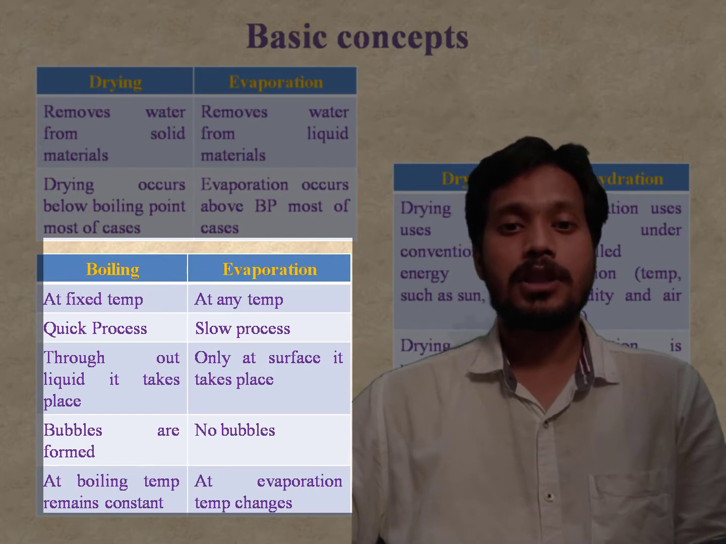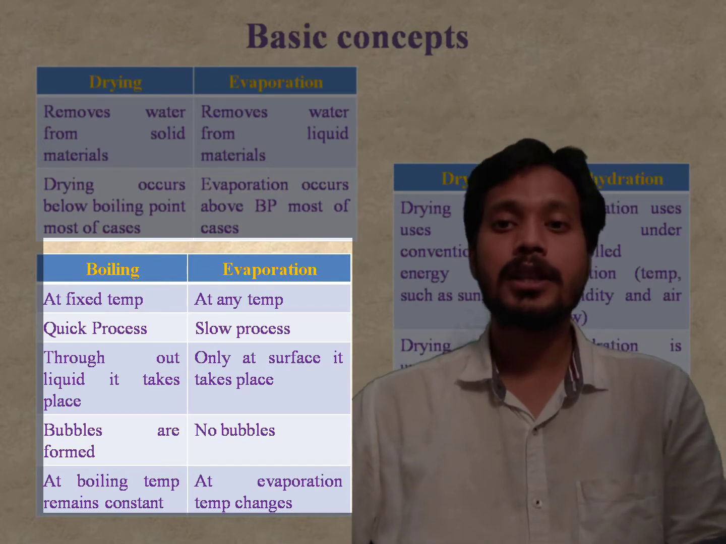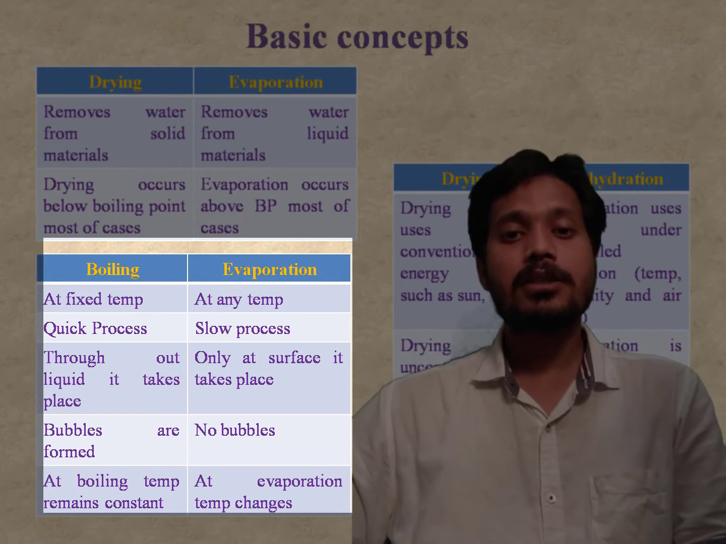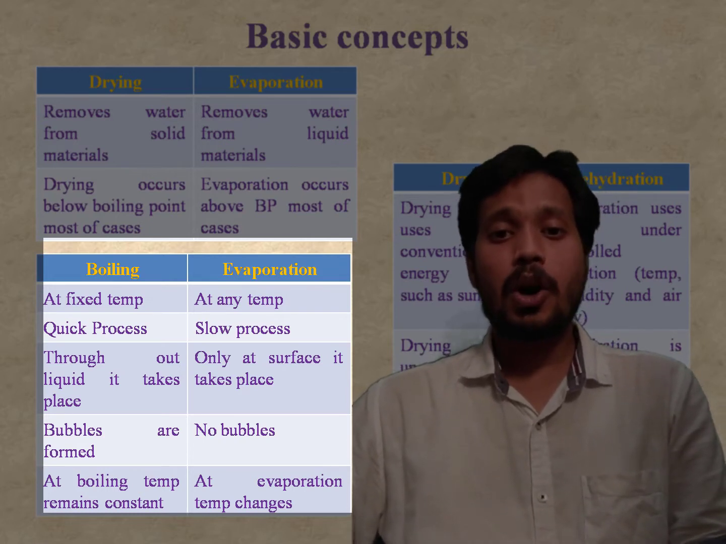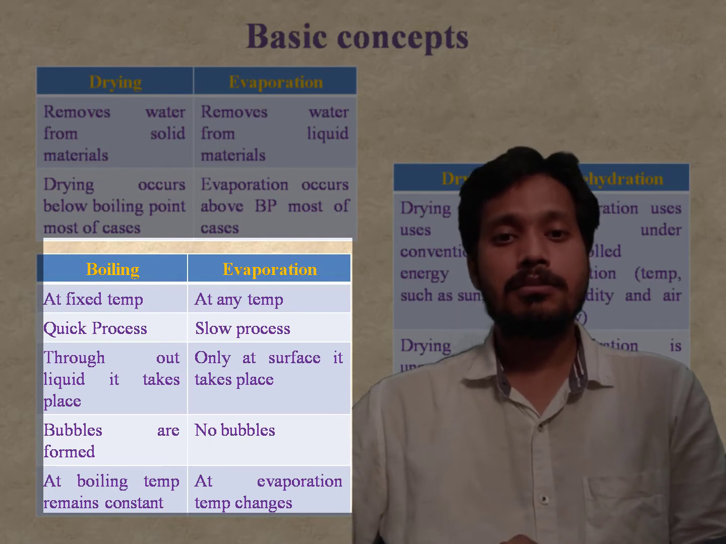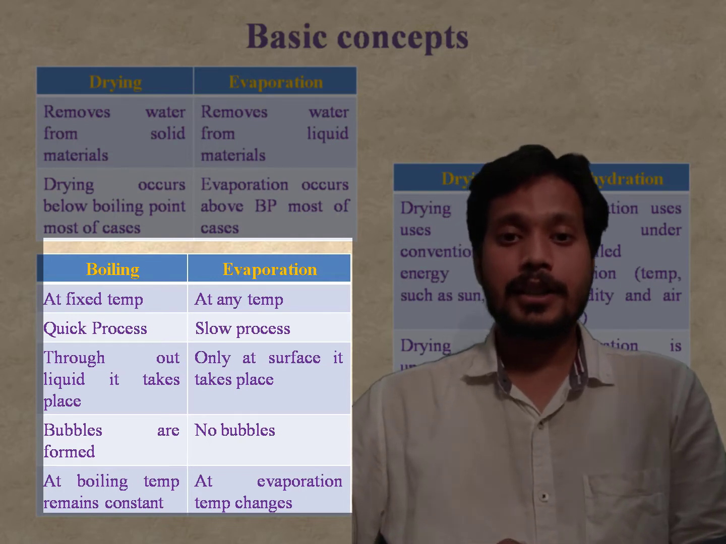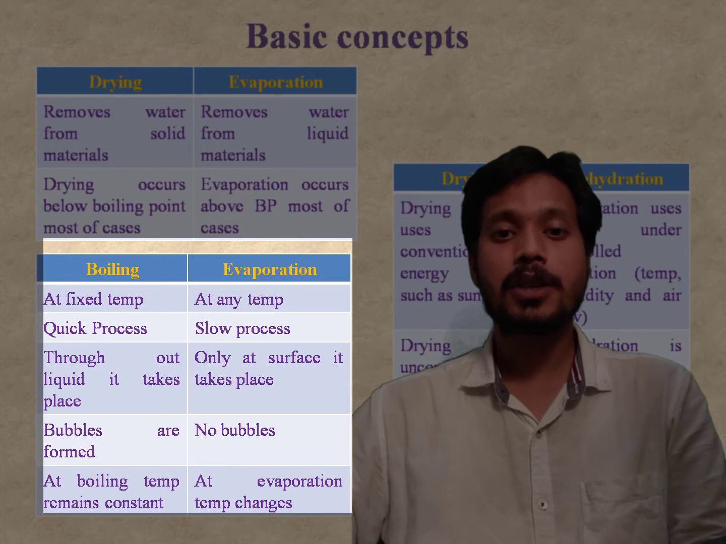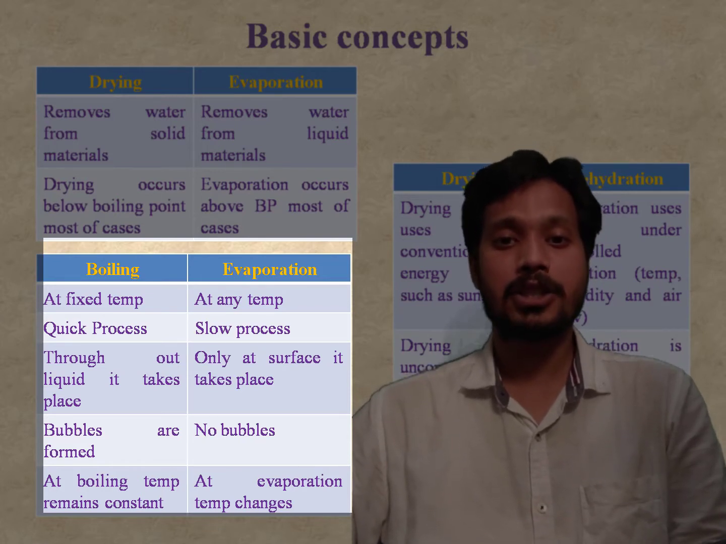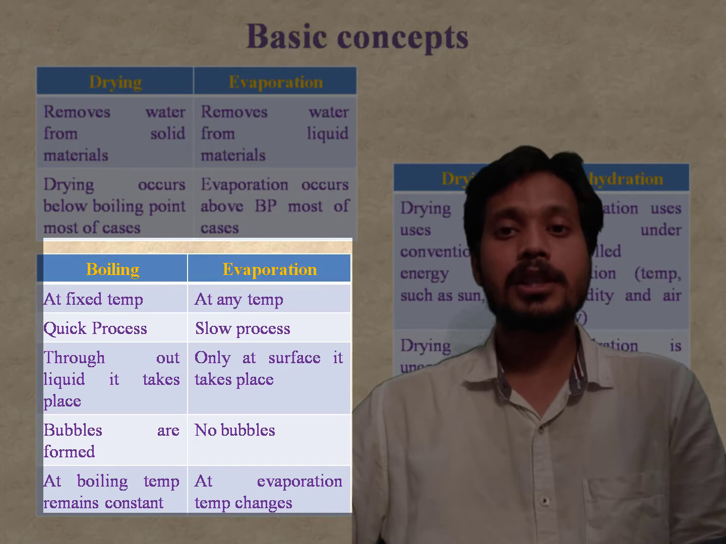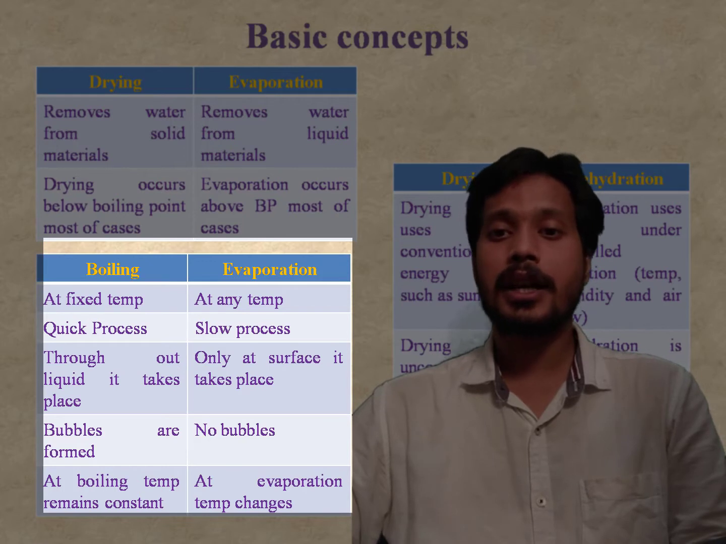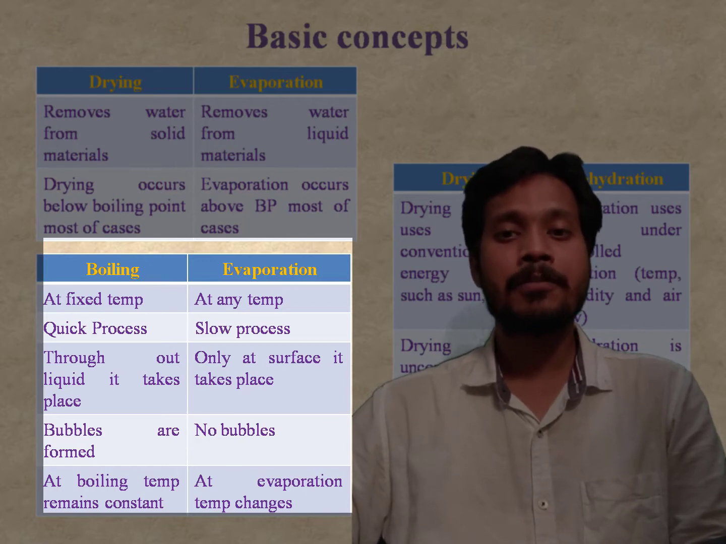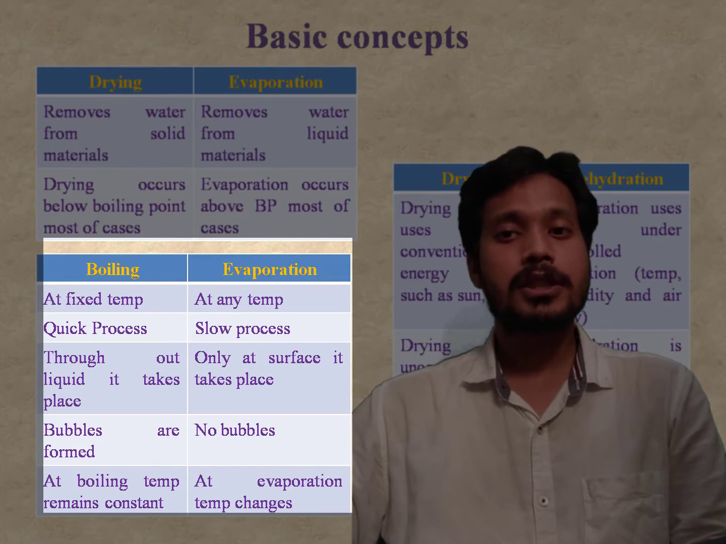Another two terms that are quite familiar are boiling and evaporation. There are also some differences there. Boiling occurs at a particular temperature or at a particular pressure, but evaporation doesn't need a particular temperature. It can occur at any temperature. So here you see boiling occurs at a fixed temperature. Evaporation occurs at any temperature of the environment. Boiling is generally a quick process, whereas evaporation takes a lot of time.